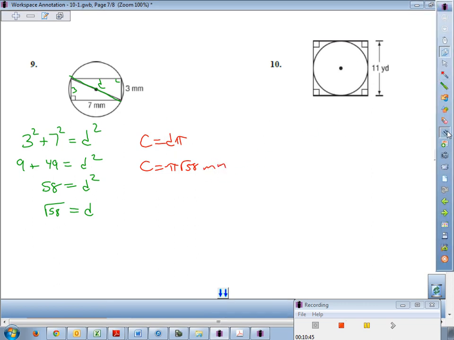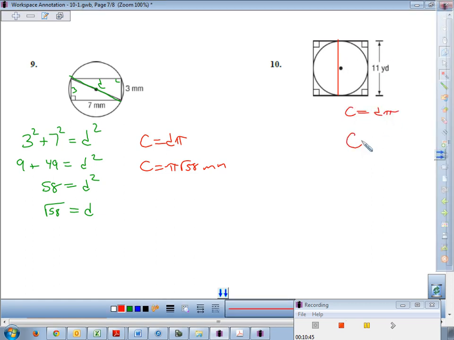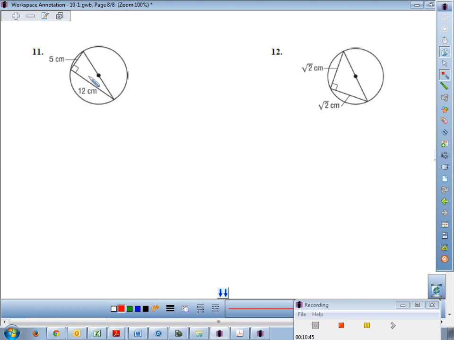And here, don't make this any more complicated. This distance out here is 11 yards. So this distance right here, if I had drawn that a little bit better, which is the diameter, is 11 yards. So circumference equals diameter times pi. Circumference equals 11 pi yards. That's the exact answer. 5, 12, 13. Circumference equals diameter times pi. Circumference equals 13 pi centimeters.